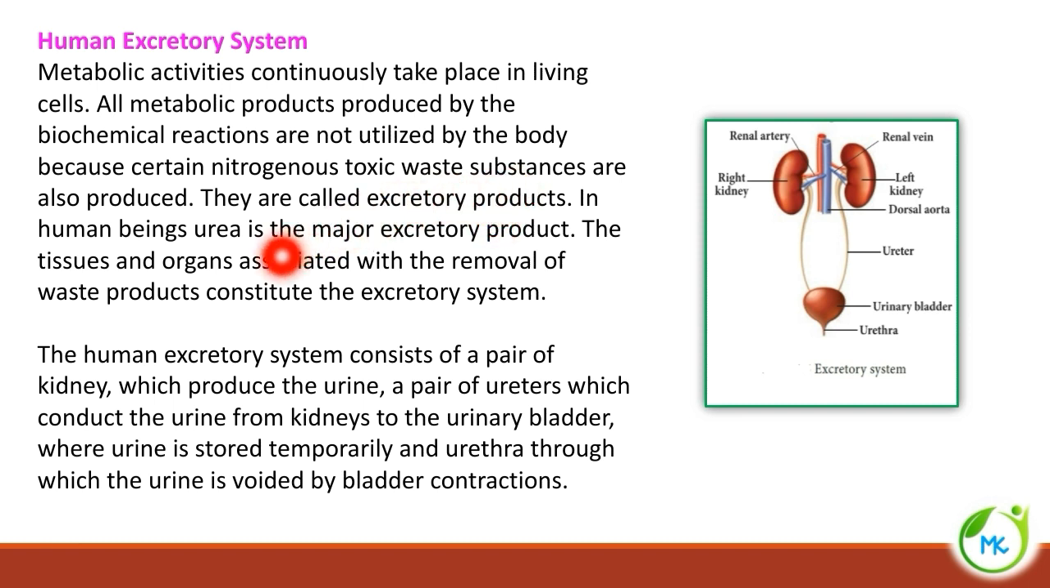In human beings, urea is the major excretory product. So this is very important: the major excretory product in human beings is urea. Several organisms excrete different excretory products, like ammonia in the case of fishes and uric acid in the case of birds. But in human beings, urea is the major excretory product.